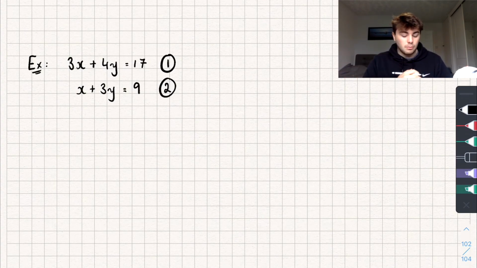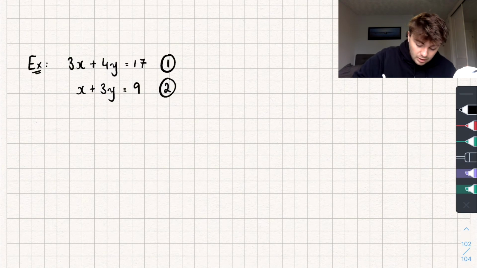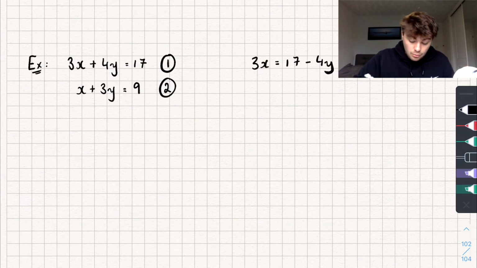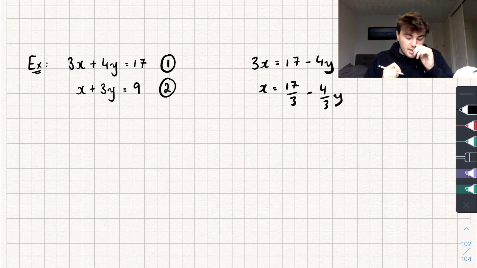So for example, say I wanted to make equation 1 x equals. So how could I do that? I could subtract 4y from both sides, so I'll do it over here. So 3x is equal to 17 minus 4y, and then I'd have to divide both sides by 3, and I would get x equals 17 over 3 subtract 4 over 3y, which isn't the nicest way to do it because we're dealing with a lot of fractions. It would work, it would be possible, but there's an easier way.